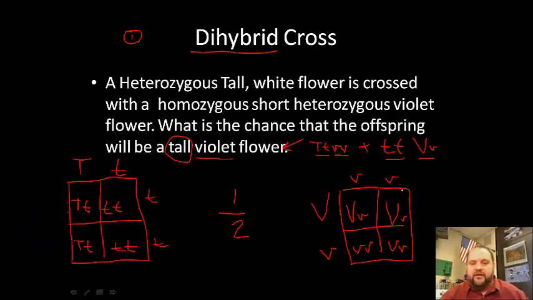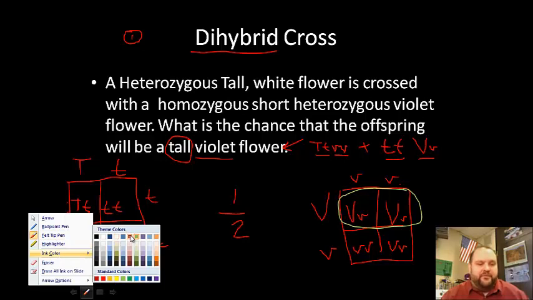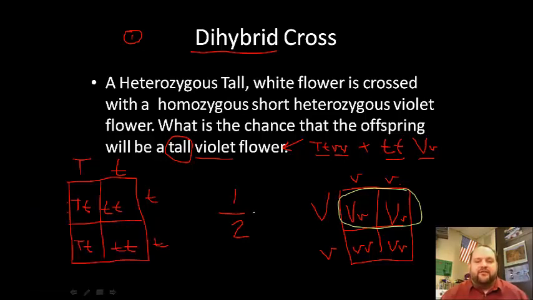I'll see if I can change my ink color. I know that these up here are going to be my violet flowers. So I know that 50% of them are violet flowers. So if I do this again, that means half, and I'm going to write it as a fraction, so I have half. Now what I have is this problem. I know that half of them are going to be tall, and half of them are going to be violet, but I need to figure out how many are going to be both tall and violet. And what we do is we multiply fractions. So I take 1/2 times 1/2.